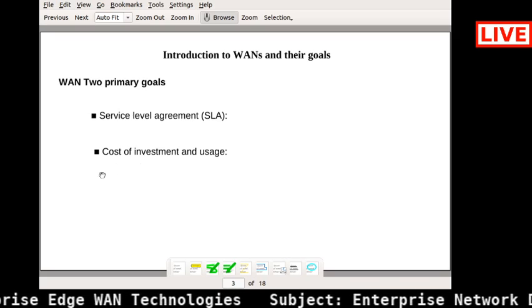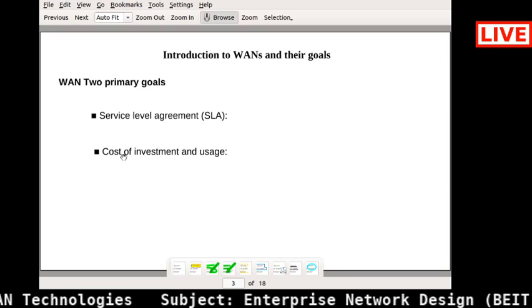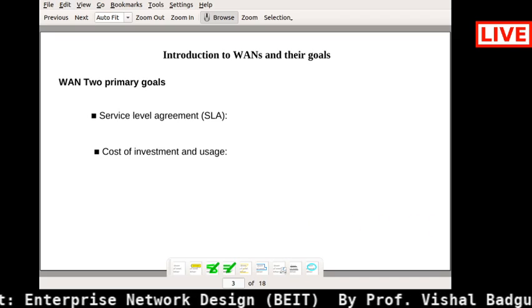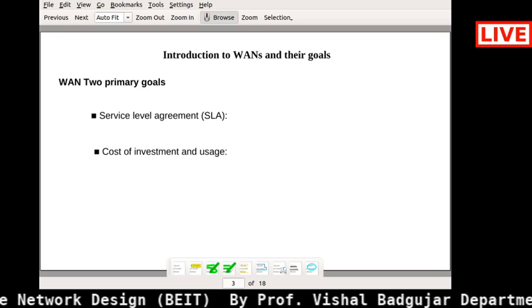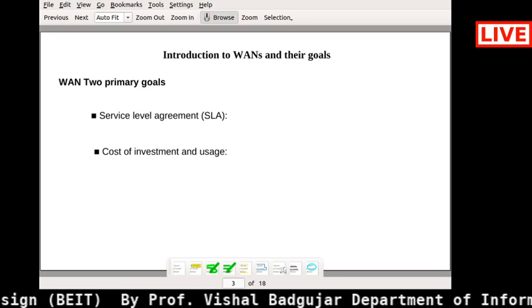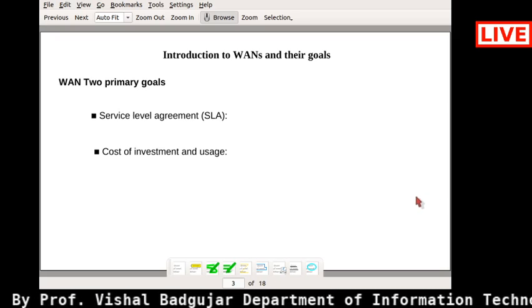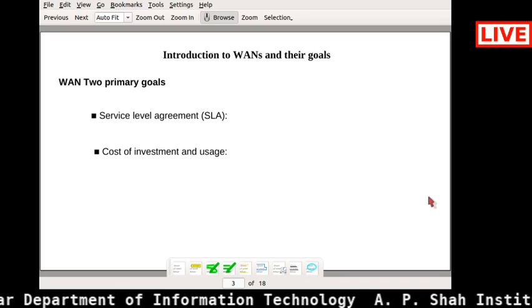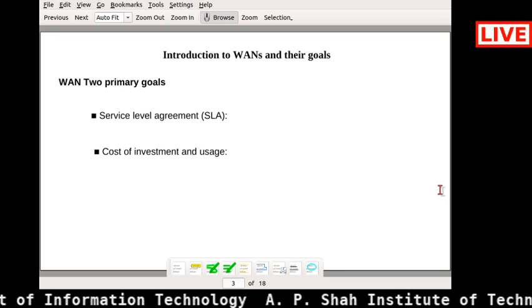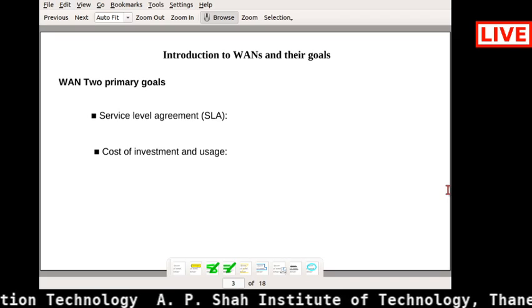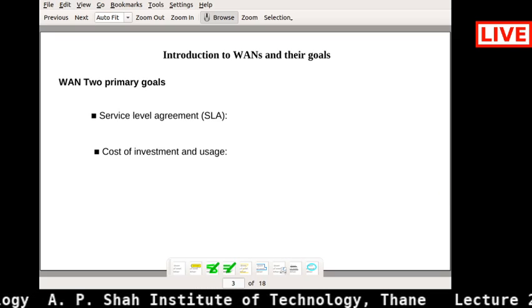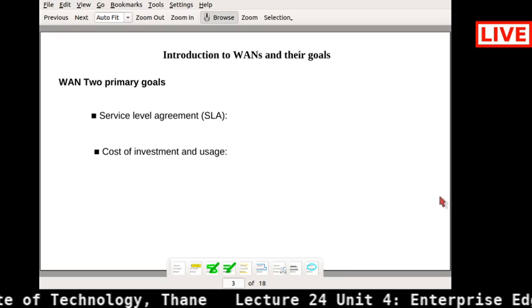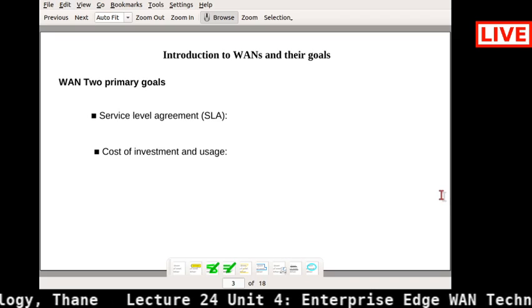And the second one is the cost of the investment and the usage. Obviously the WAN design can always be seen with respect to budget limitations. Whatever budget your organization has, accordingly you will select the WAN design and WAN transport technology. Therefore it is very critical to provide reliable services for the end user applications, effective in terms of your cost and also in terms of your time.